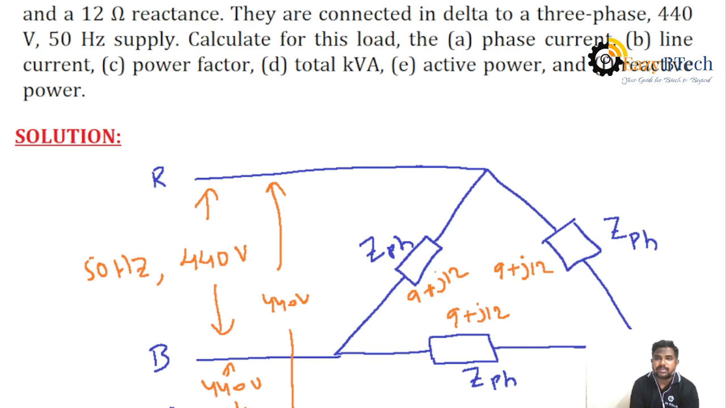In case of star, suppose the given problem is a star load, the same problem. Then you have to find out the phase voltage also. But in case of star, the phase current equals the line current. Both values are equal. Like that, you have to make different calculations based on the three phase circuit given, star load as well as delta load, which is balanced. So balanced means all values are equal.